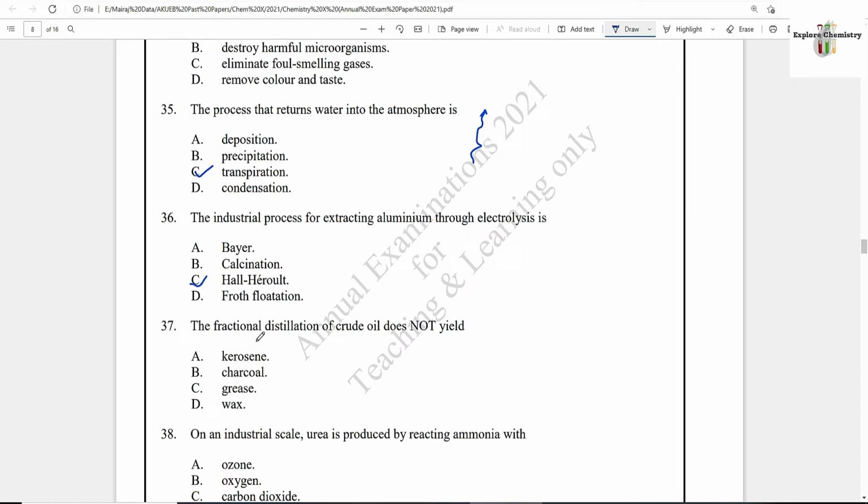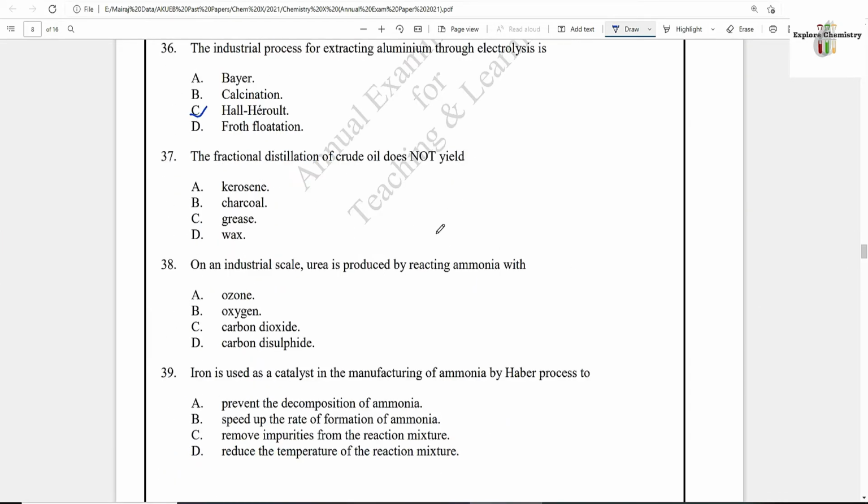Number 37. The fractional distillation of crude oil does not yield. Kerosene is present, grease, wax. Charcoal is not formed in fractional distillation of crude oil.